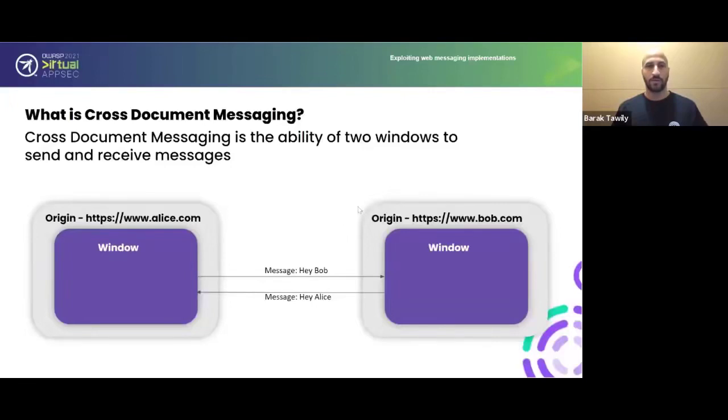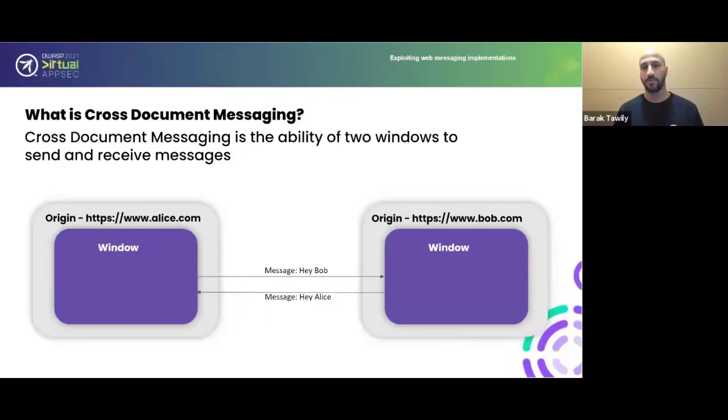So what is cross-document messaging? Cross-document messaging is the actual ability to send and receive messages from one window to another. As you can see here, we have alice.com, which holds a window, and we have another window that's hosted on bob.com. Alice.com sent a message to bob.com saying, "Hi, Bob." Bob received the message, processed it, and sent back a message to Alice saying, "Hey, Alice."